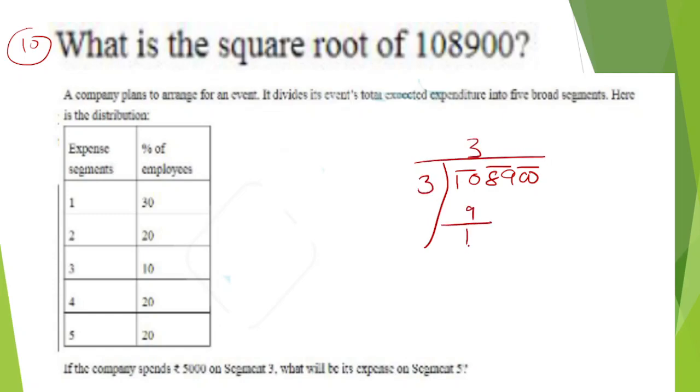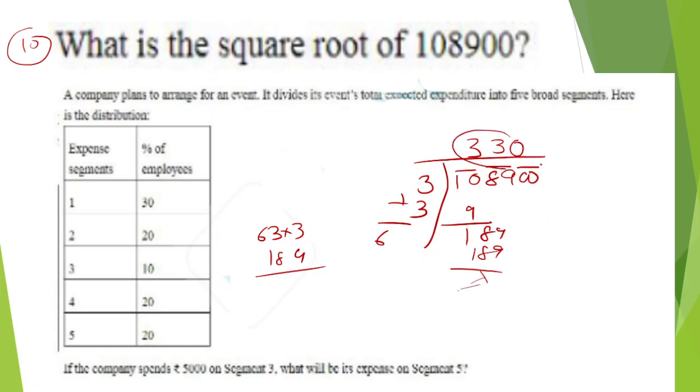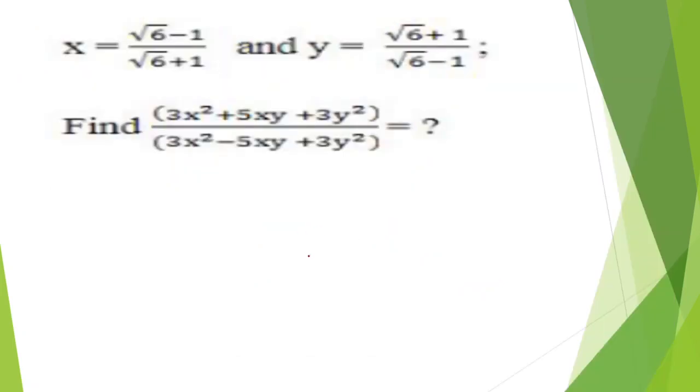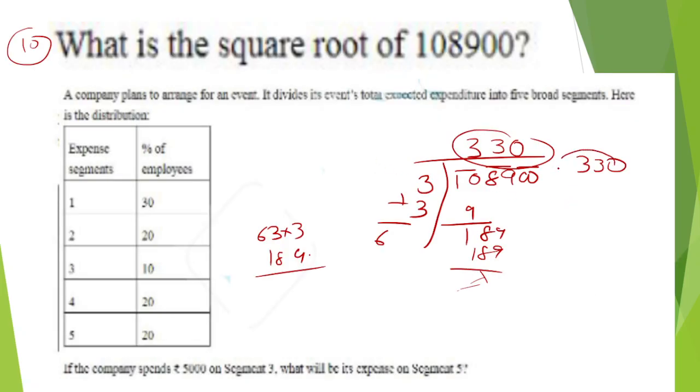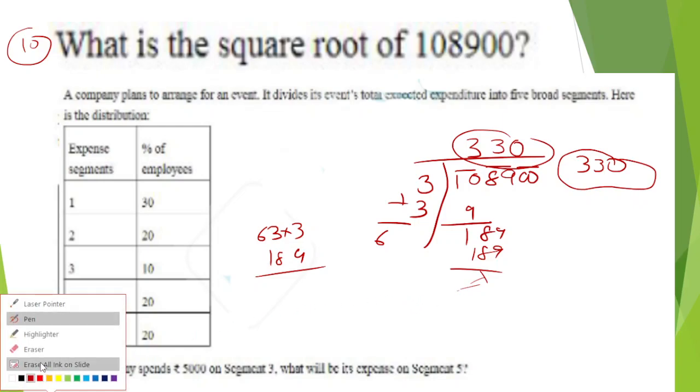3 into 3 is 9, it remains 1. Now 89 becomes 3 plus 3, 6. Now we know when we multiply 63 by 3, it will give us 189. So here we have to put 3. And this pair is just 00, so the answer will be 330. So I don't think it is a very complex question, so I won't waste more time on this, because this is a very 4th standard class question. Let's move to the next question.